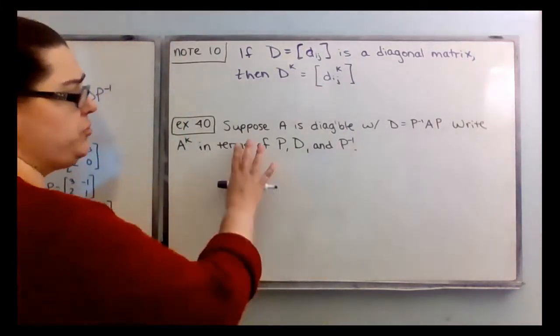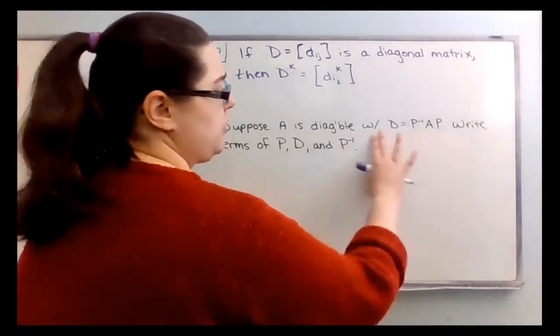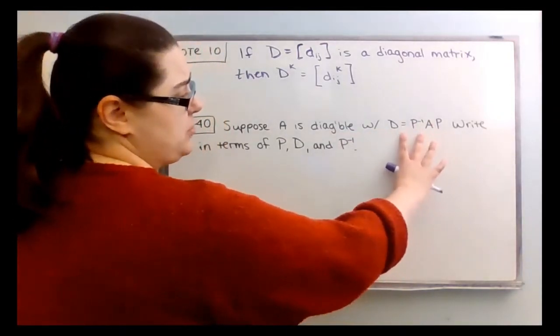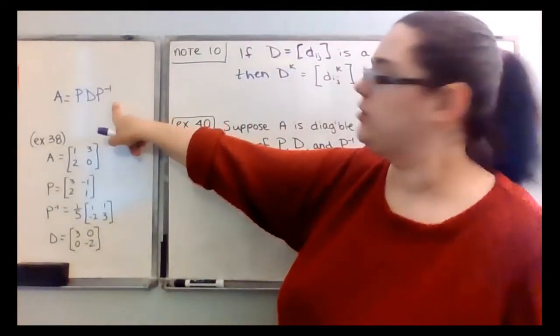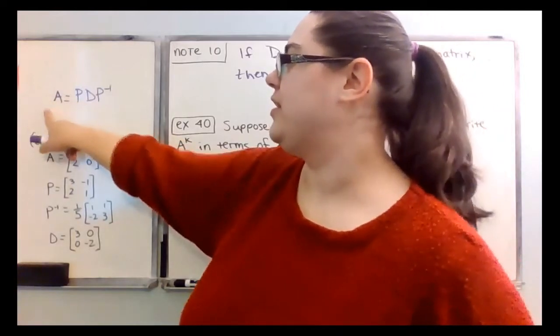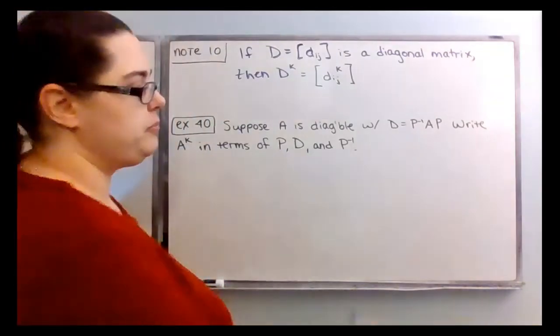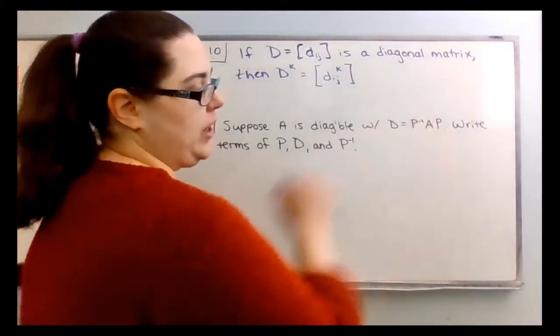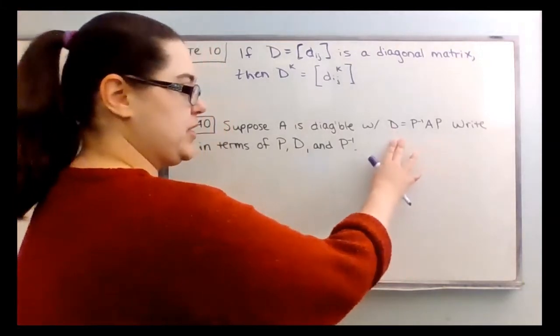So let's suppose that A is diagonalizable with this relationship. And all I did to get this relationship was I took our diagonalizable relationship, I multiplied by P inverse on the left, and I multiplied by P on the right. So that's how I ended up with P inverse A and then P on the right. Okay, so if A is diagonalizable, we could also express the relationship in this way.